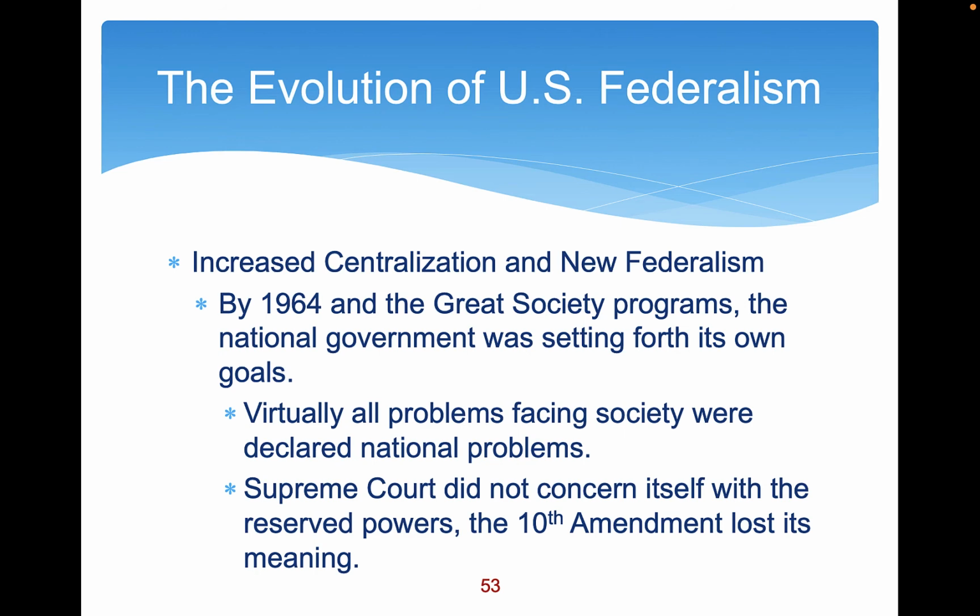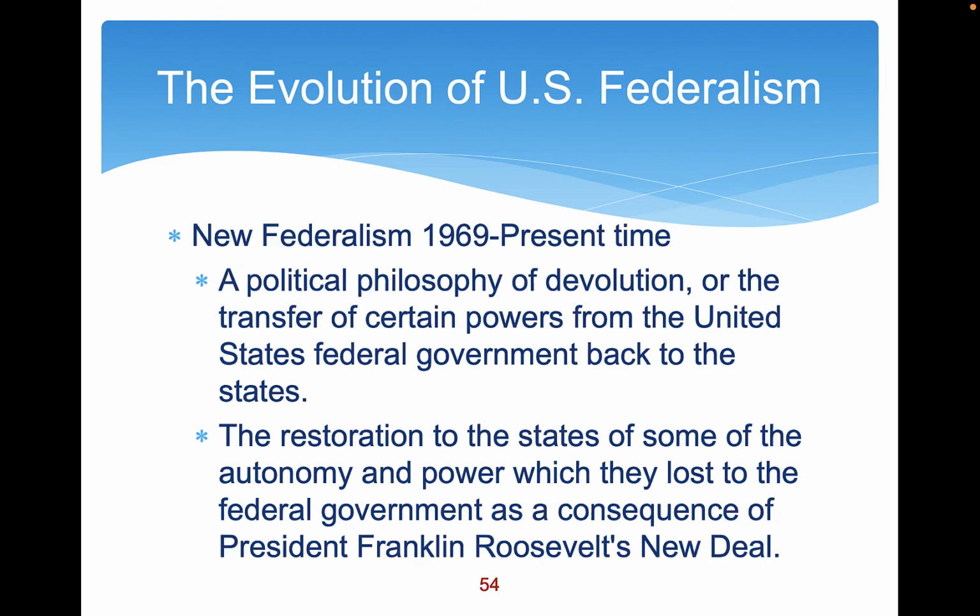So we started to see also an increased centralization and a new type of federalism coming in the 60s. By 1964, the Great Society programs of government were setting forth its own goals. The war on poverty, the war on drugs. Virtually all problems facing society were declared national problems. And then we have new federalism, where it's a political philosophy of devolution, or the transfer of certain powers from the United States federal government back to the states.